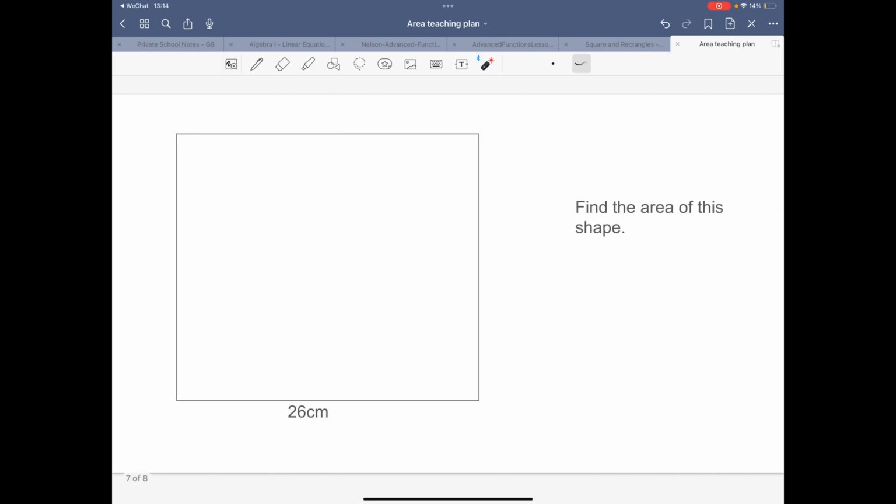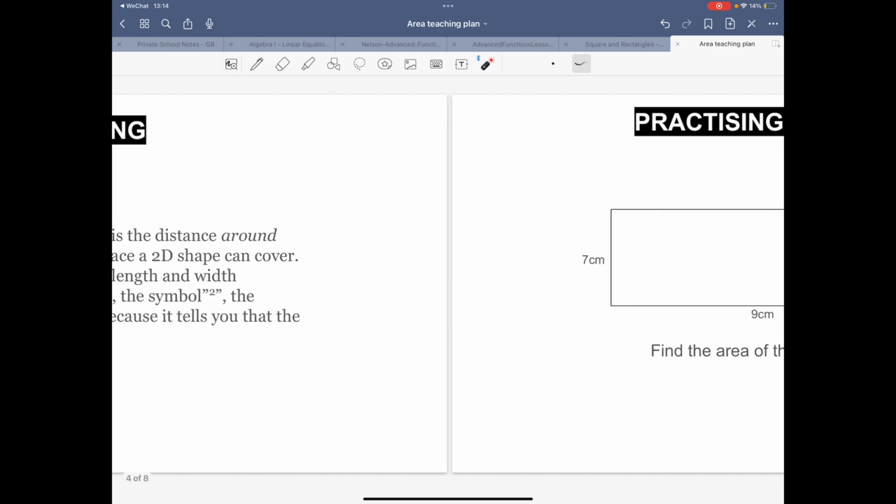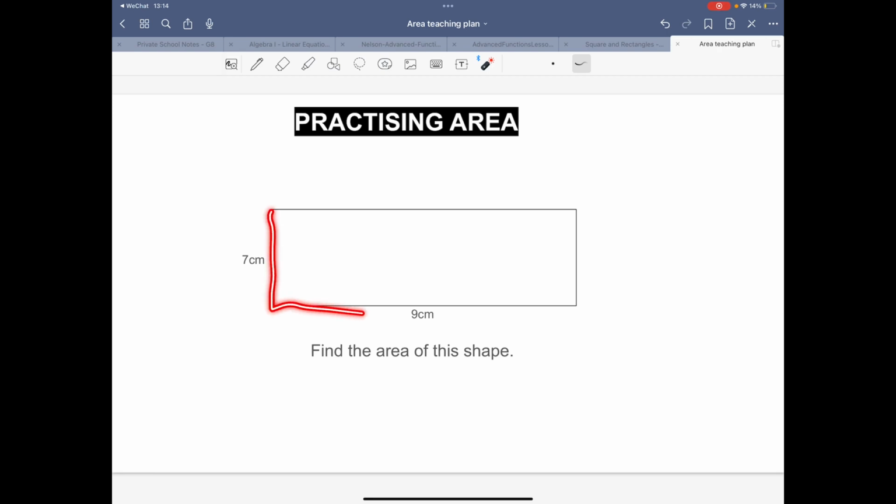So we have 3 questions over here about area, and each of them includes a shape. Let's look at this first question. We have a rectangle with a width of 7 and a length of 9 centimeters. It also says find the area of this shape. So the main word is area. And right now I'll give you a few seconds to find out the answer yourself.